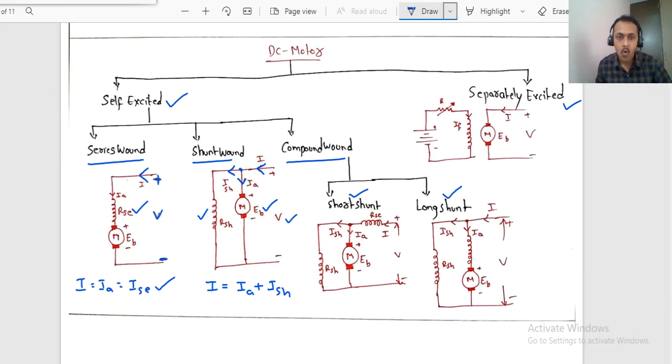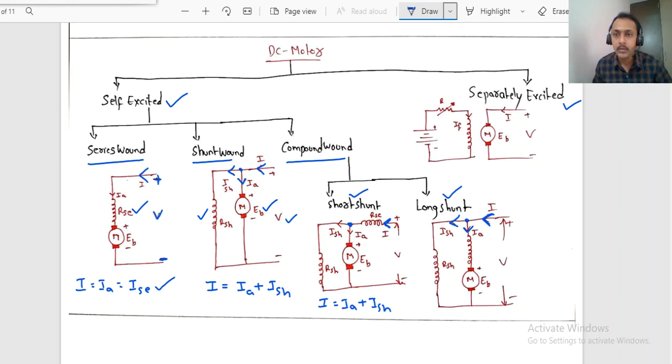Right? Now, here, if it is short shunt, we can observe at this node point, if we apply the KCL, whatever current I is flowing here, because of the applied voltage. Now here I equals the current flowing to the armature plus ISH. Here also, whatever current is entering at this node point is flowing to the field winding and armature.